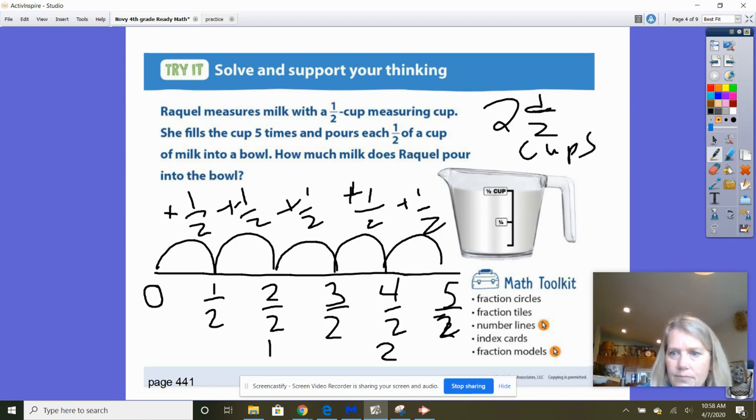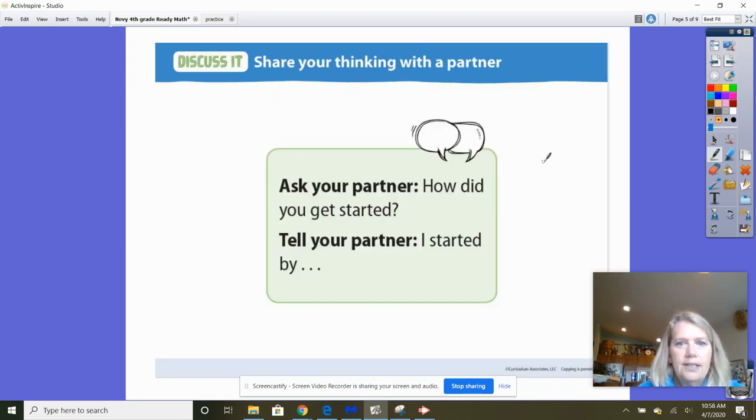All right. So let's see if you agree with me. Next, ask your partner. This will be a little weird unless you've got somebody to talk to at your house. How did you get started? I started by thinking about just 5 1/2s. And in my mind, I could just do 5 1/2 jumps. So I started thinking 5 1/2s.